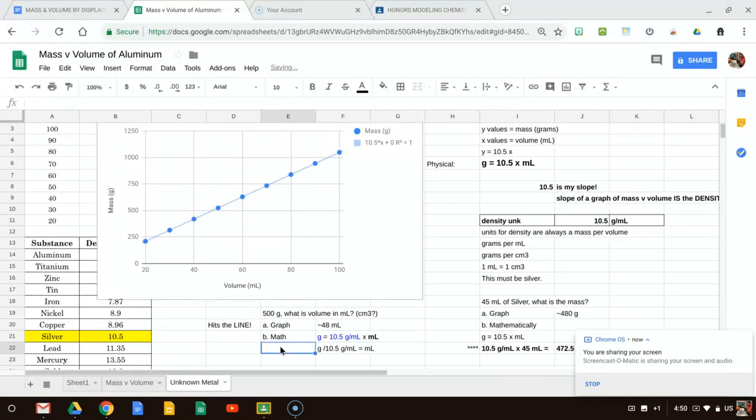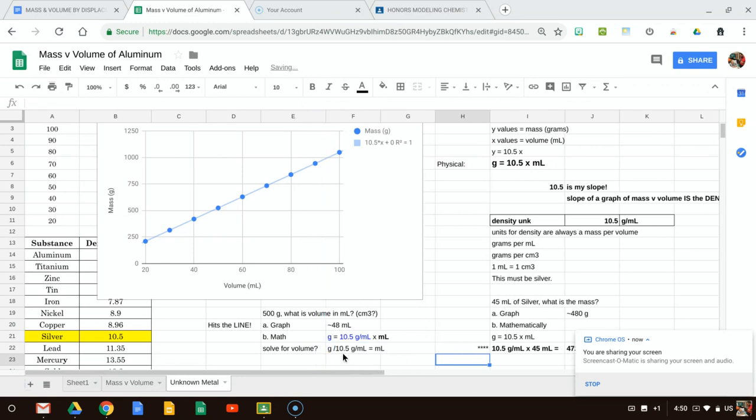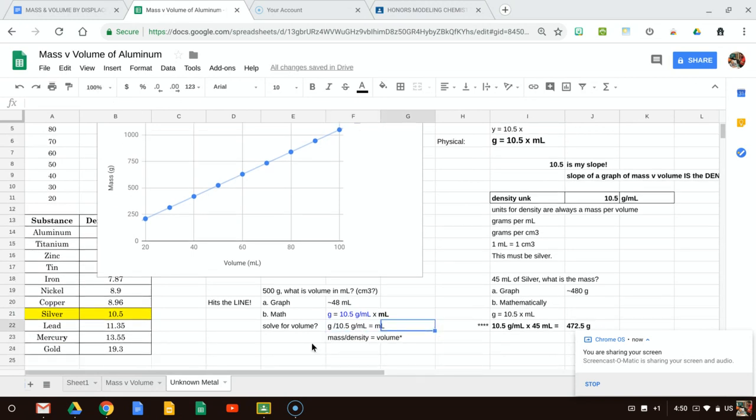So this is if I want to solve for volume. I rearrange the equation and solve for volume. It looks like I take my mass and divide it by density, and that will give me my volume. That's another way of knowing that, and I'm hoping you rewatch this video so you get that.